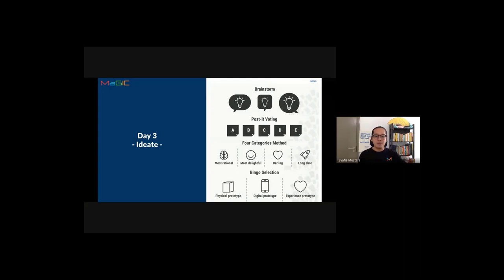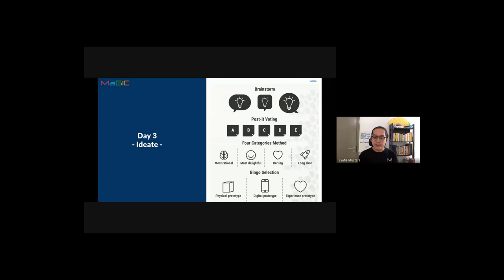And then there are ideas that are a long shot, like, oh, we don't have enough resources to do it, we might not have enough budget to do it, and that is basically a long shot. And then you could even deep dive further into what I like to call the bingo selection. You come up with three things: is it a physical prototype, is it a digital prototype, or is it an experience prototype?